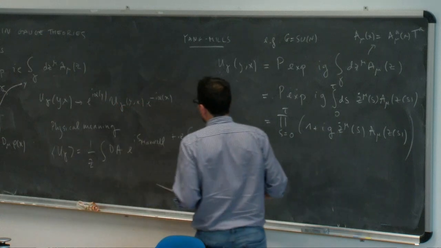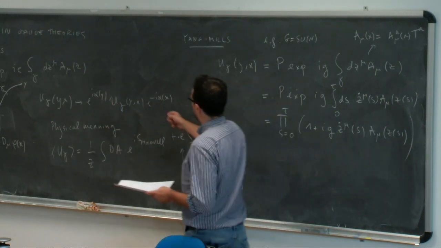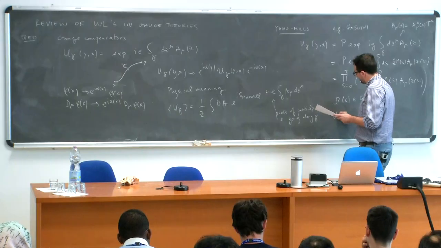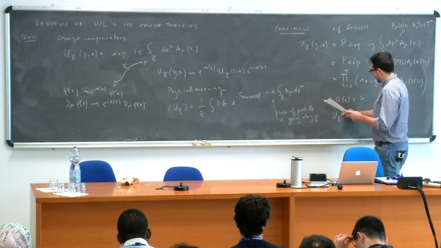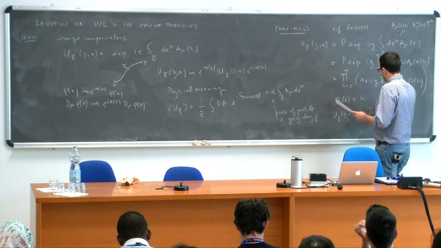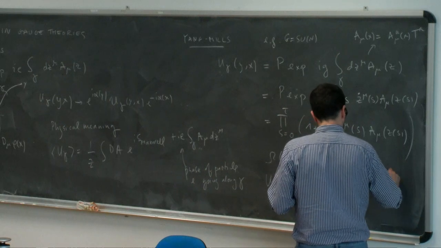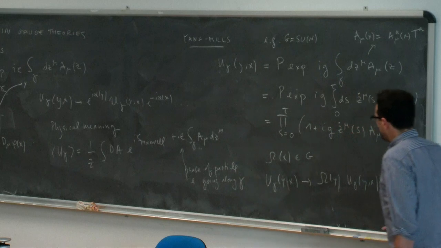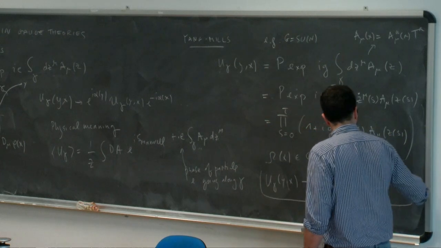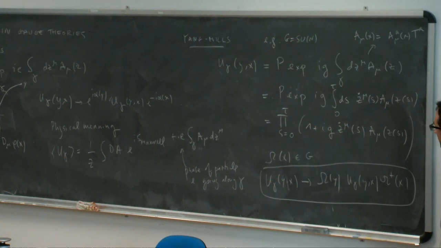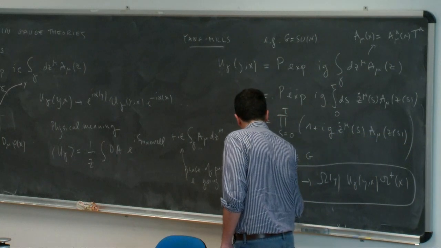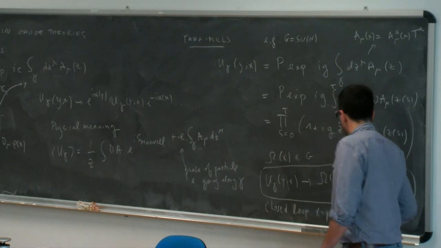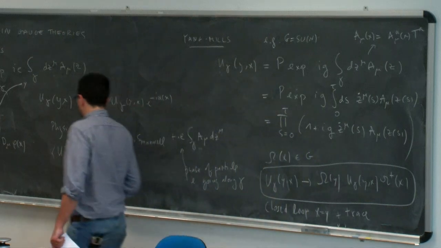Under a gauge transformation, we have the same structure, except that now instead of having just exponents of functions, if you have some gauge transformation Ω, this U_γ(y,x) transforms like Ω(y) U_γ(y,x) Ω†(x). Okay, so you see that this guy is not gauge invariant, but we can find some gauge invariant object out of it, which is to take a closed loop. So take x equal to y and take the trace. If you do that, you get a gauge invariant object.